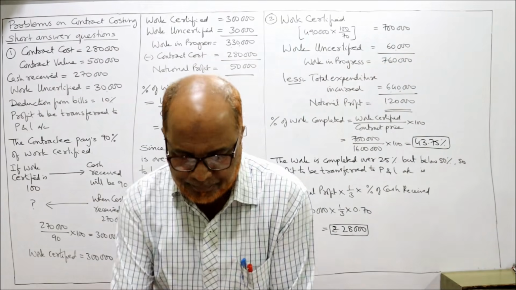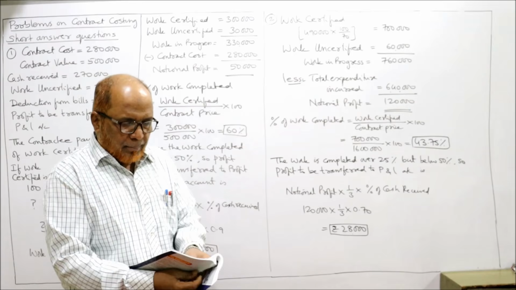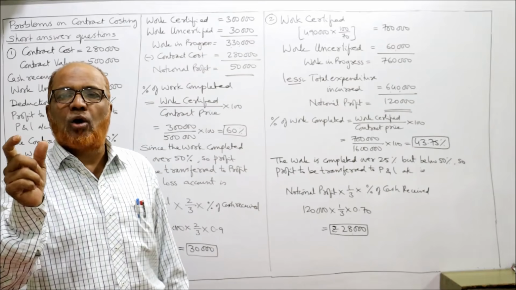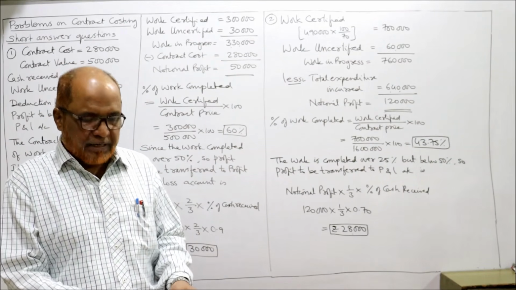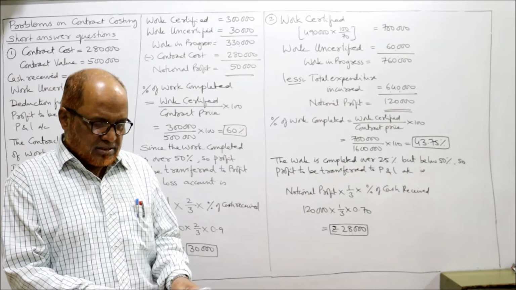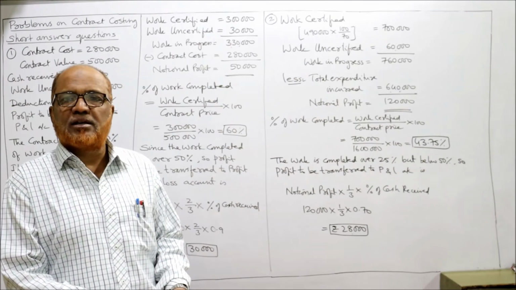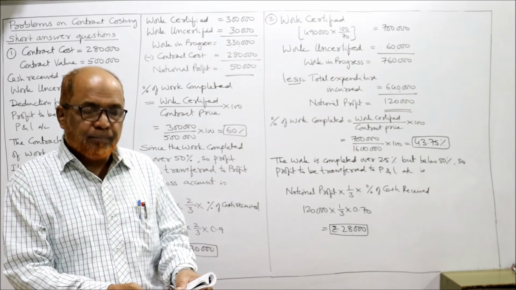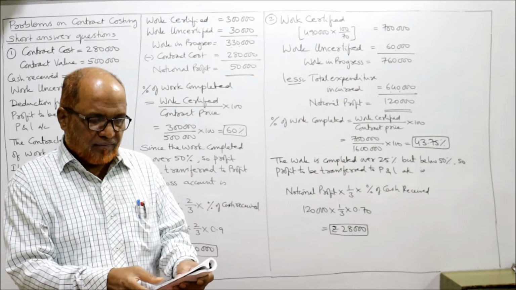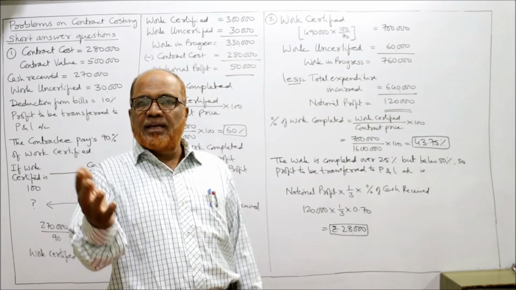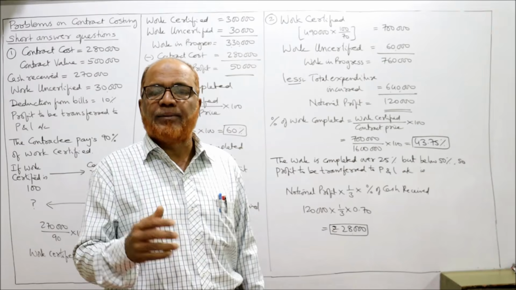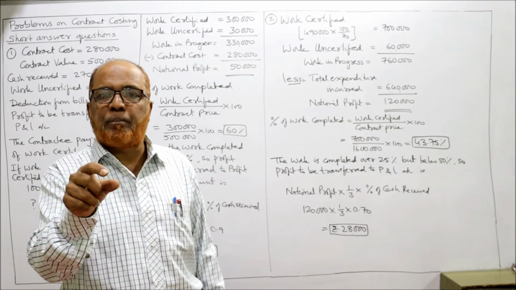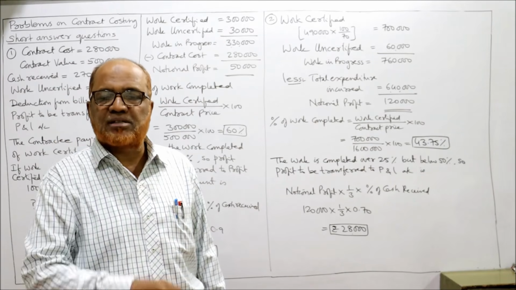Now see the second problem. Calculate the amount of profit to be transferred to P&L account. Just like the previous problem, it is asking you to calculate how much profit to be transferred to P&L account. From the following particulars. Contract price 16 lakh. 16 lakh rupees का contract है. Cash received from the contractee being 70% of work certified, 4,90,000. Cash received from the contractee is 4,90,000 and this 4,90,000 represents 70% of work certified.